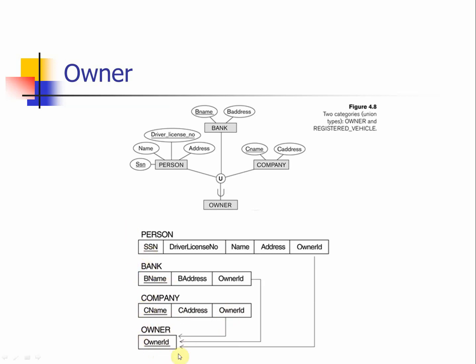And that's all because we create the ID for every single owner that we have, and we use that as the foreign key link back to the owner. So this is how we will be able to handle the union operation.